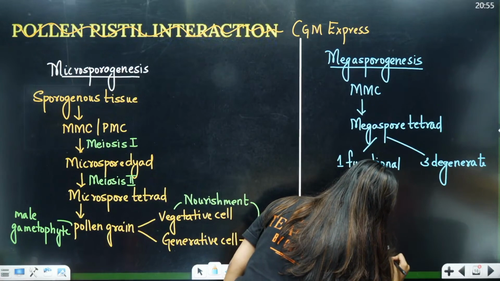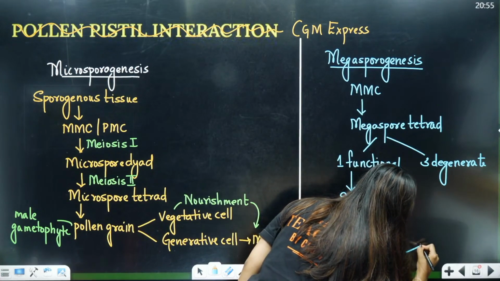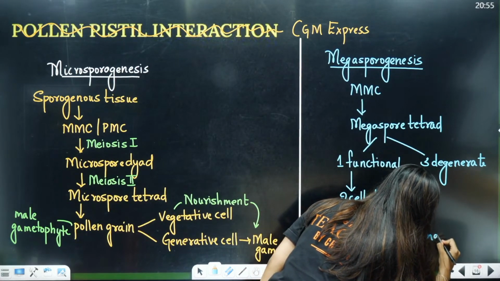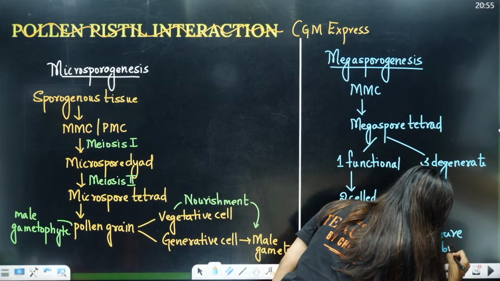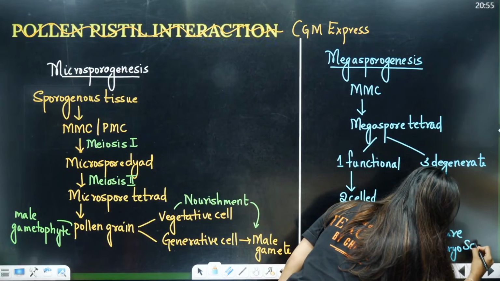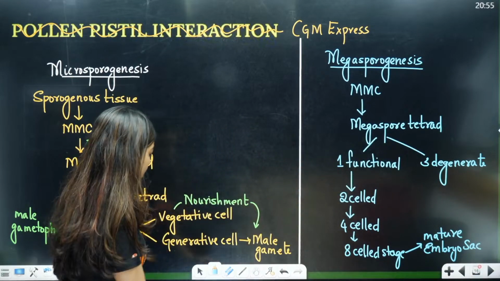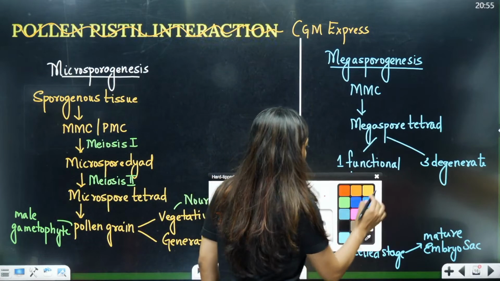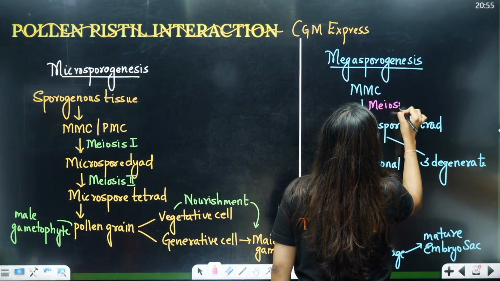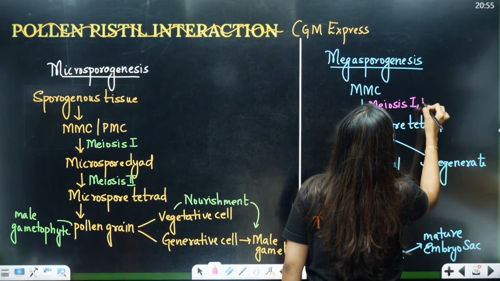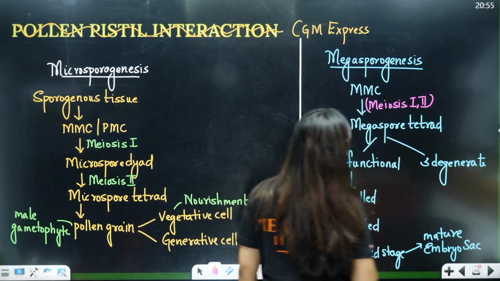And from the 8 cell stage it will form a fully developed, or I can write mature, embryo sac. Okay, mature embryo sac. Can we write some important points here? Like here I will write meiosis 1 and 2 happened, right? Here meiosis 1 and 2 happened.